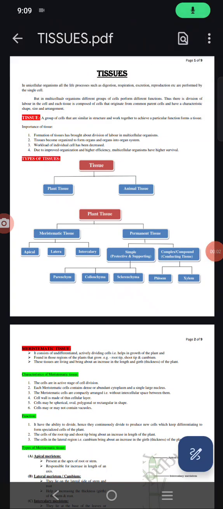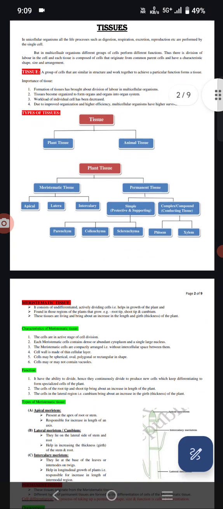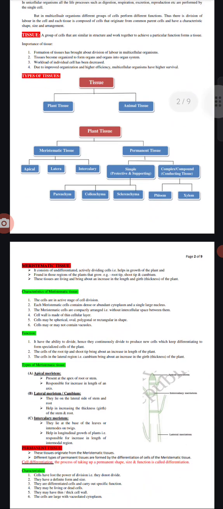Good morning, students. In the previous class, we discussed plant tissue, which is divided into two categories: meristematic tissue and permanent tissue. After that, we discussed meristematic tissue, which is divided into three categories: apical meristem, lateral meristem, and intercalary meristem, and their functions also. Then we discussed permanent tissue.